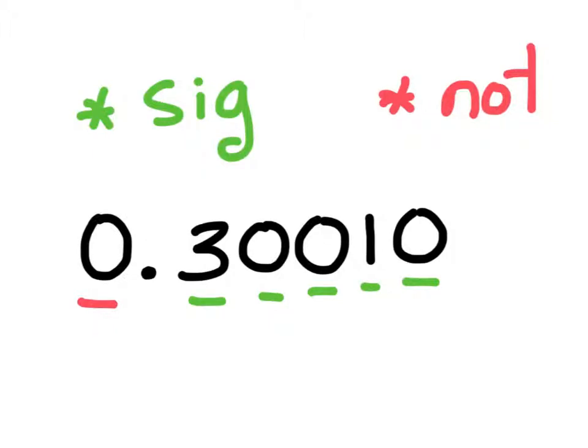The 3 and the 1 are both significant because they're not zeros. The trapped zeros are significant because trapped zeros always are significant. And the trailing zero is significant because there's a decimal in the number. As soon as you put a decimal in your number, all trailing zeros automatically become significant. Okay, let's try another one.